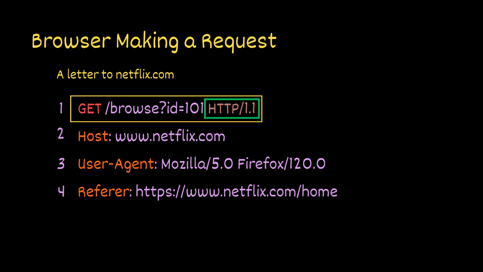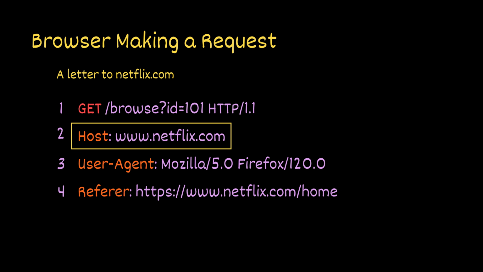HTTP 1.1 is still very common, but it's not the newest. We now have HTTP 2 and HTTP 3, which are faster and more efficient. So that full line says, I want to get the Netflix browse page, specifically the one with the ID 101, and I'll be speaking to the server using the HTTP protocol version 1.1.